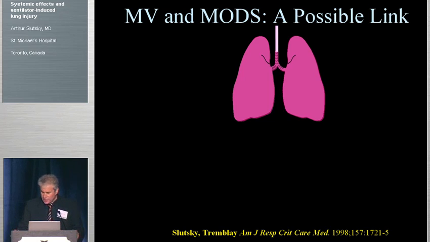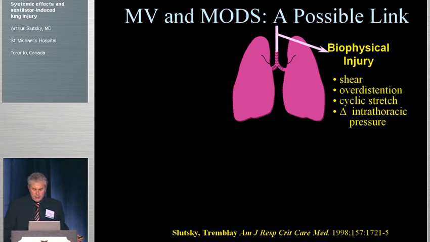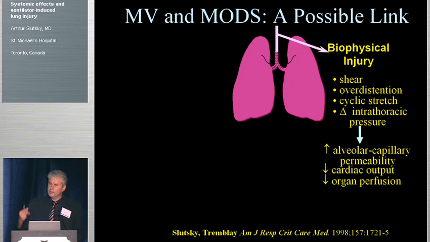So let me summarize on this slide, looking at mechanical ventilation and the effects on the systemic circulation and organ dysfunction. We've known for a long time that mechanical ventilation can cause biophysical injury to the lung due to overdistension and cyclic stretch. We can get barotrauma, which is really largely due to changes in intrathoracic pressure. We also know that there can be an increase in alveolar capillary permeability, and clearly huge effects on hemodynamics by increases in pleural pressure and organ perfusion.